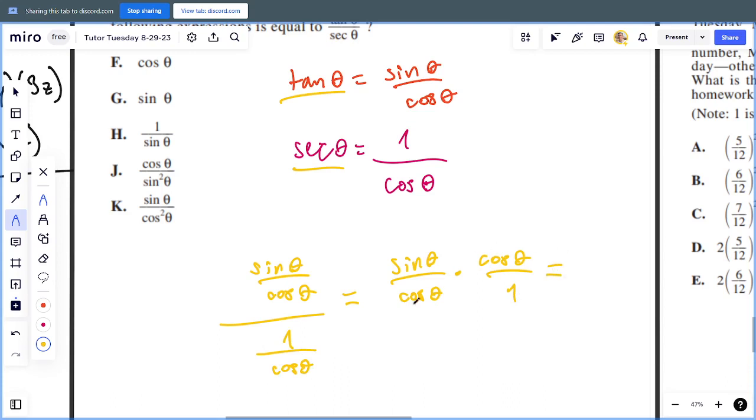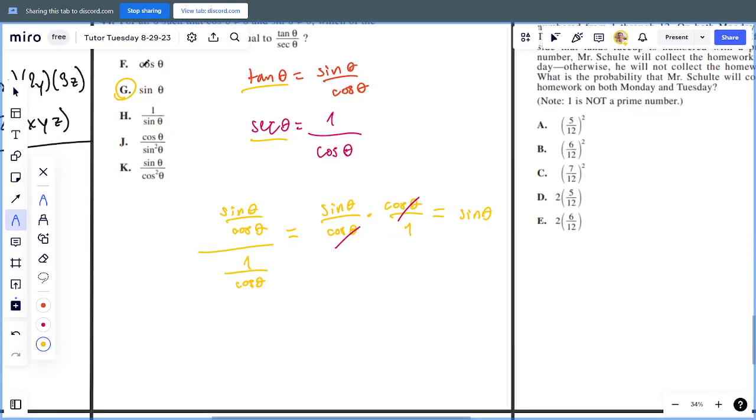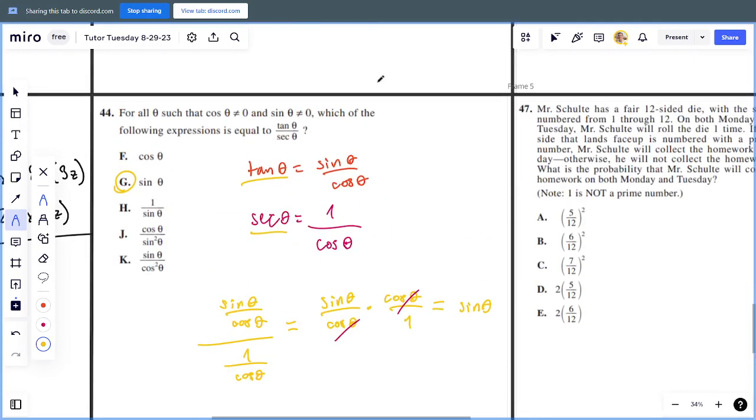And like many of you said, that's going to cancel out and that's going to give us an answer of G, which is just sine of theta. Equivalent expression, but a lot simpler than what they gave us.